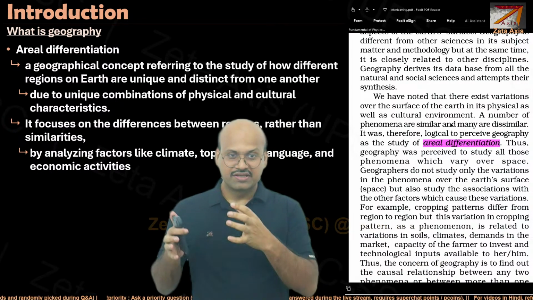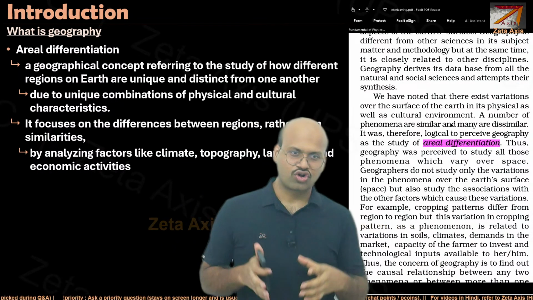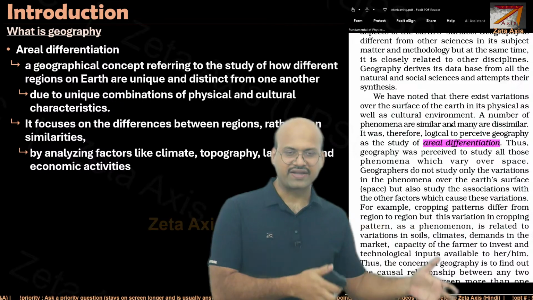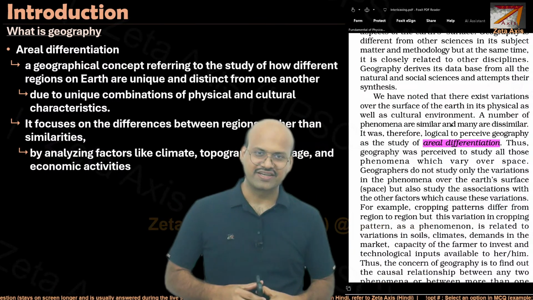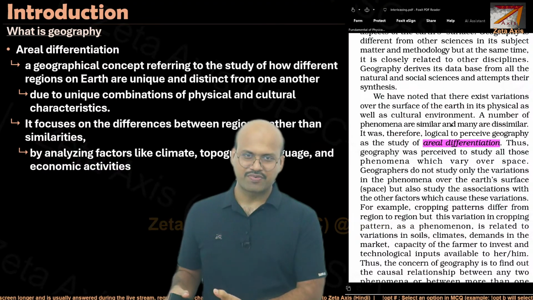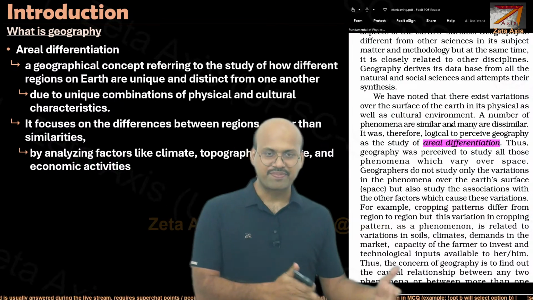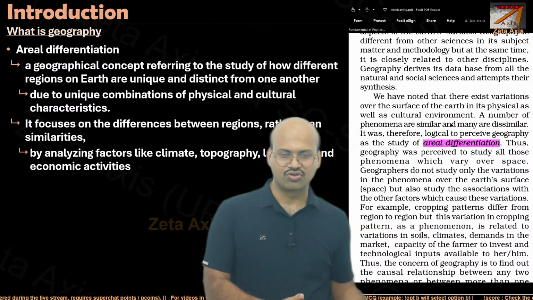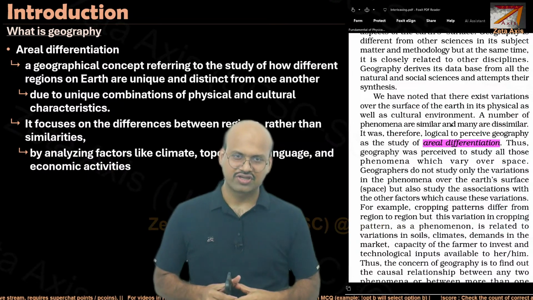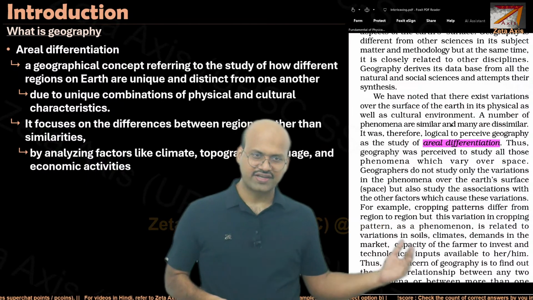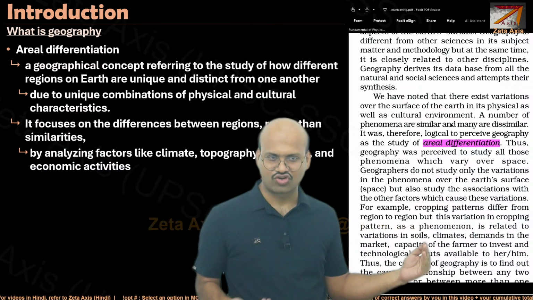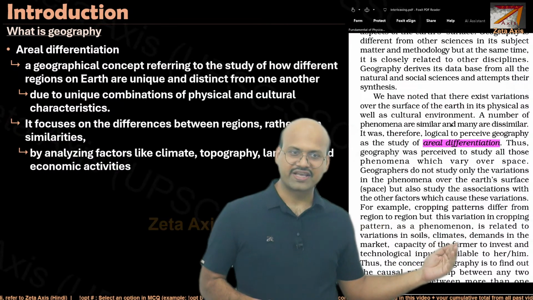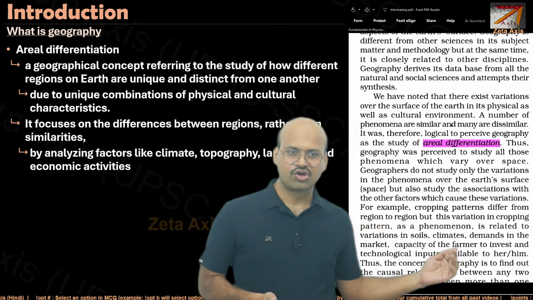So if you are studying the difference between cropping patterns in two distinct regions, then a geographer will not only study that in this region this particular type of crop is grown and in that region that particular type of crop is grown, but they will also try to understand the factors. What are the factors they have given? What are different types of soil in those two regions which have different cropping patterns? What are the climatic conditions causing the difference in crops?